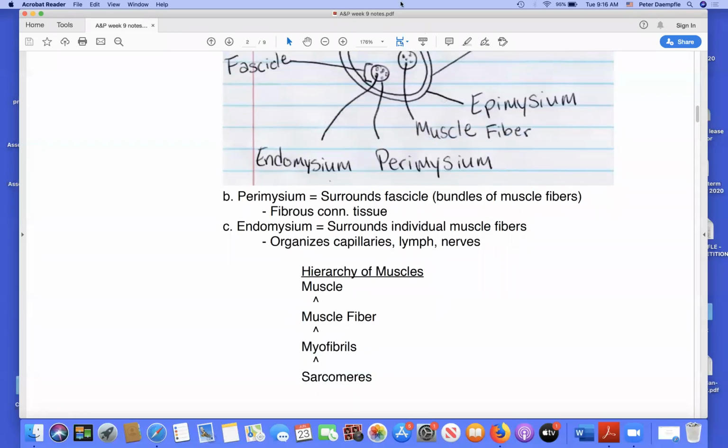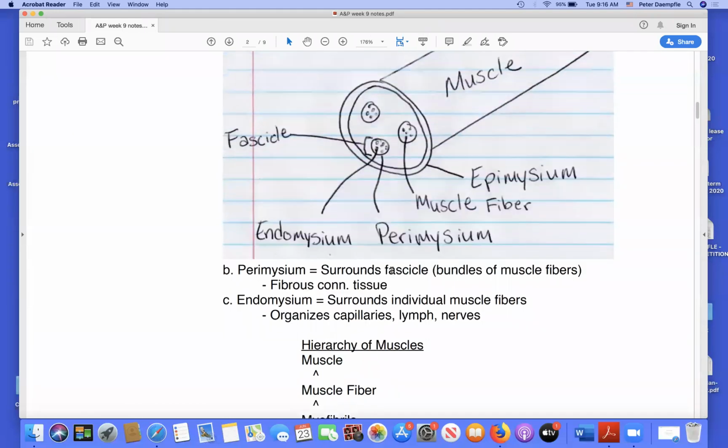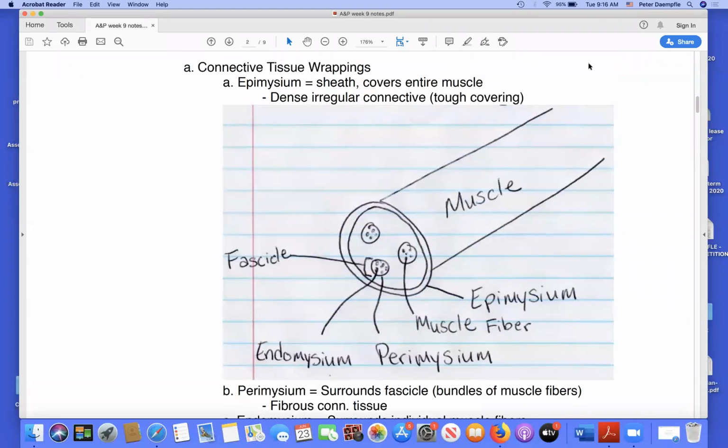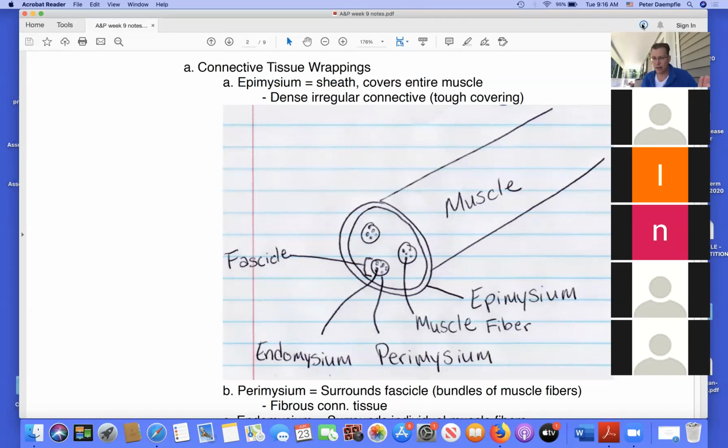I'll open the chat room and again go over these connective layers, all right? Let me state, the epimysium surrounds the whole muscle. The perimysium surrounds the fascicle. Both of those are merely protective, fibrous connective tissue. It's the endomysium that nourishes, and when I say nourishes, I mean it has capillaries that bring nourishment to the muscle fiber. So the endomysium surrounds the muscle fiber, in other words, the muscle cell.